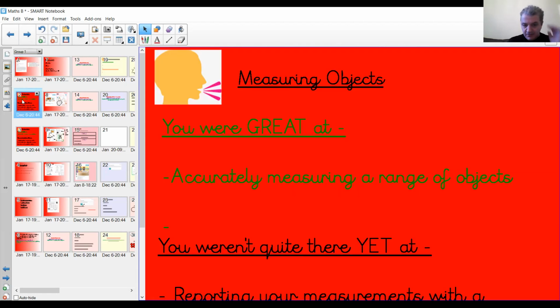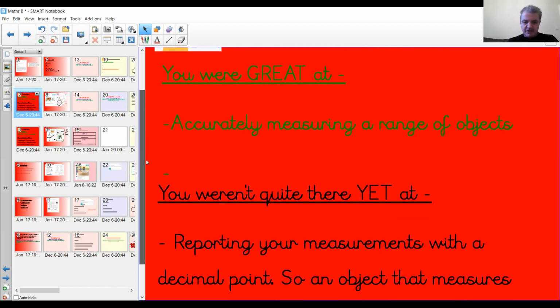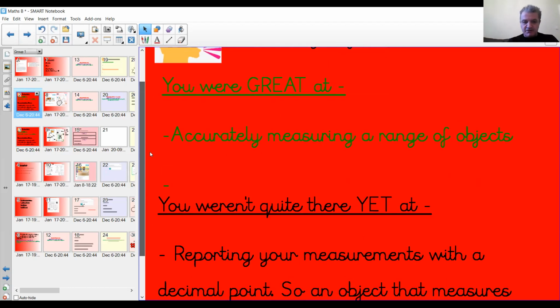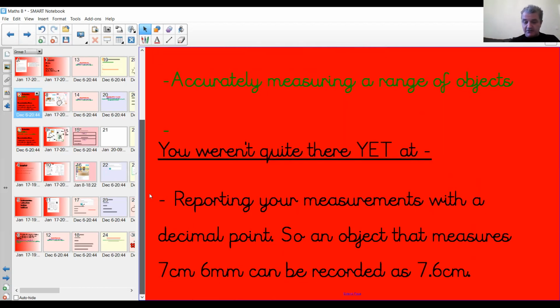Okay, so yesterday we were looking at how to measure objects. Most people were quite accurate with their measurements, starting at 0, being really accurate, drawing a line to get the exact figure. So we're quite good at measuring millimeters. There are 2 ways to record those measurements: in centimeters and millimeters, or with a decimal point. But we will be doing that in a later lesson.